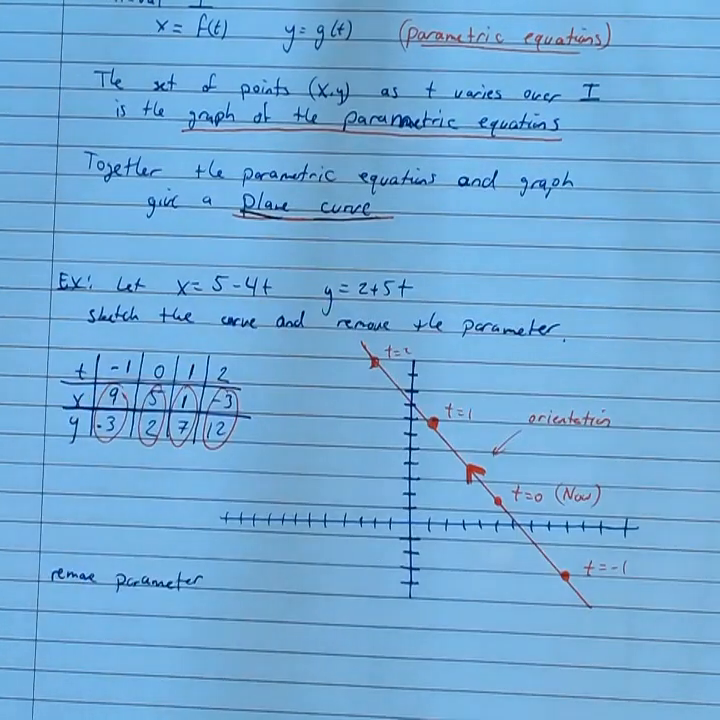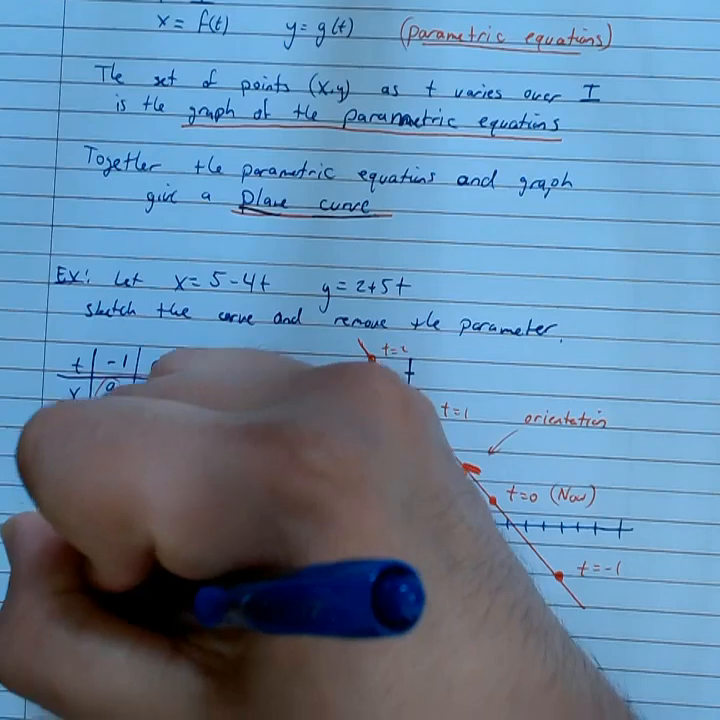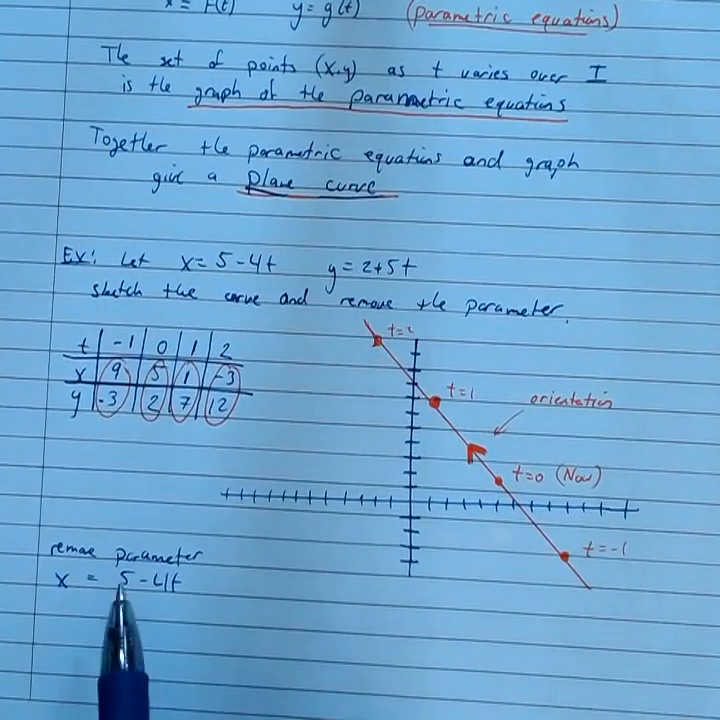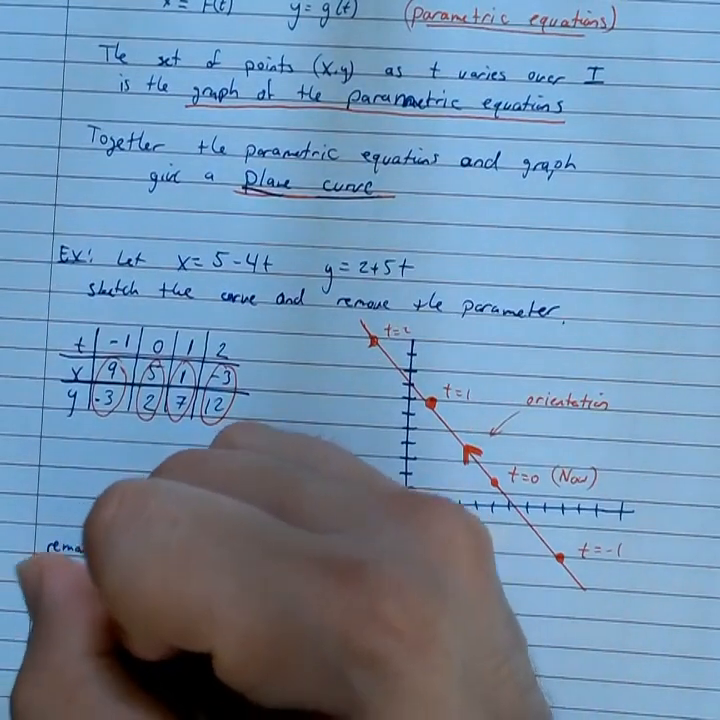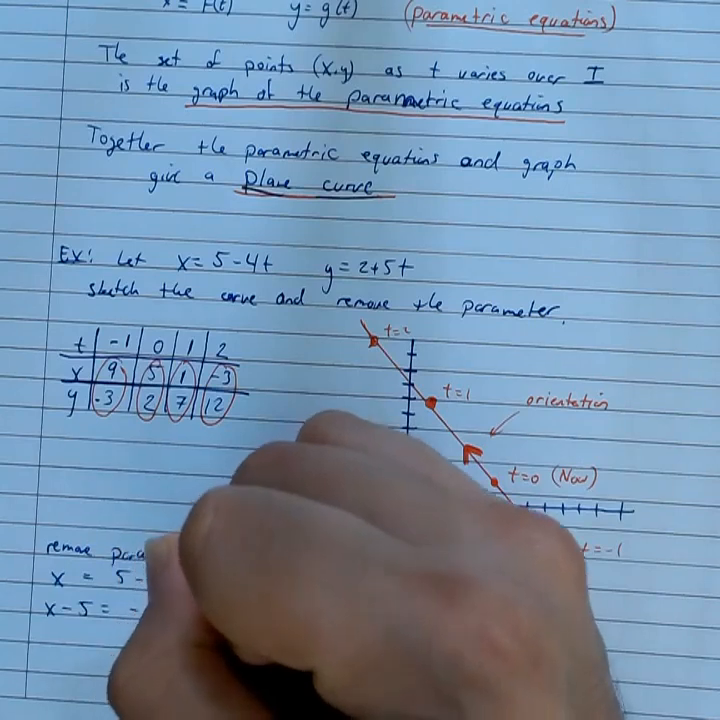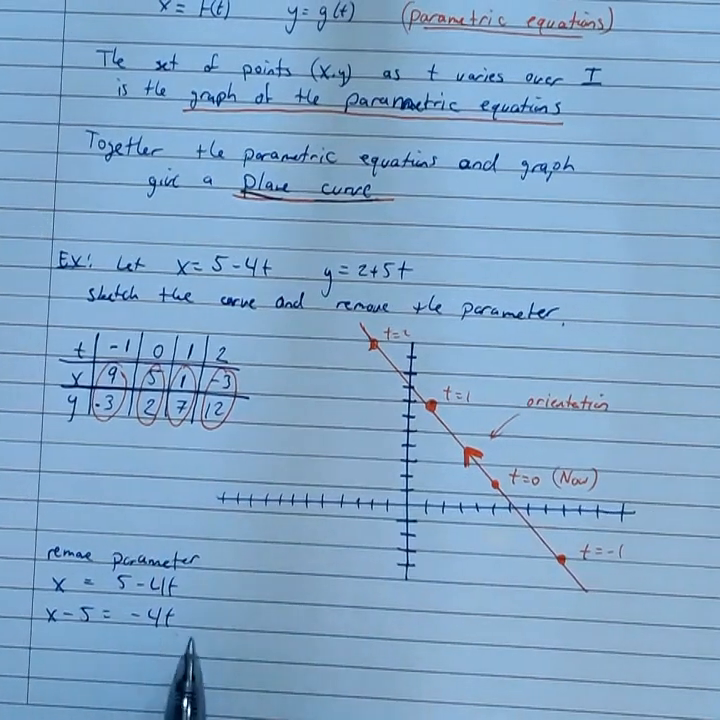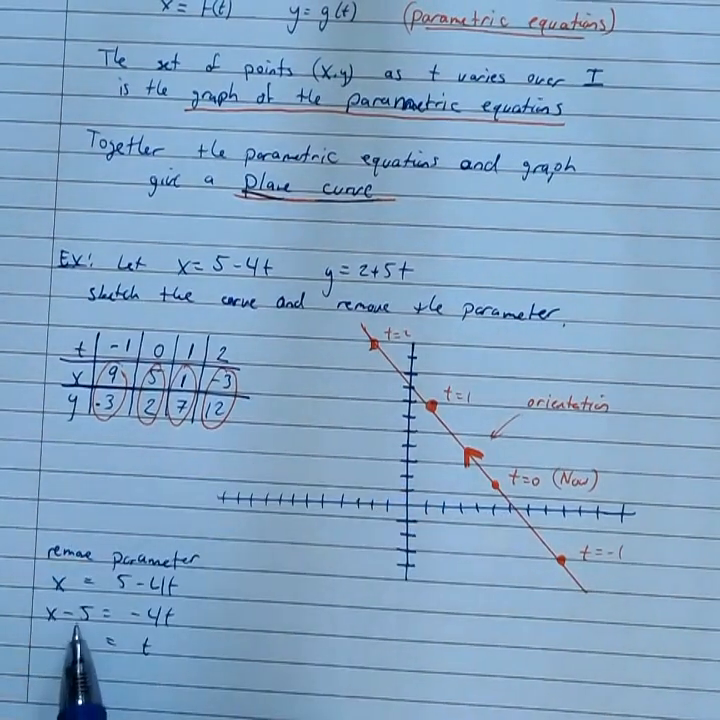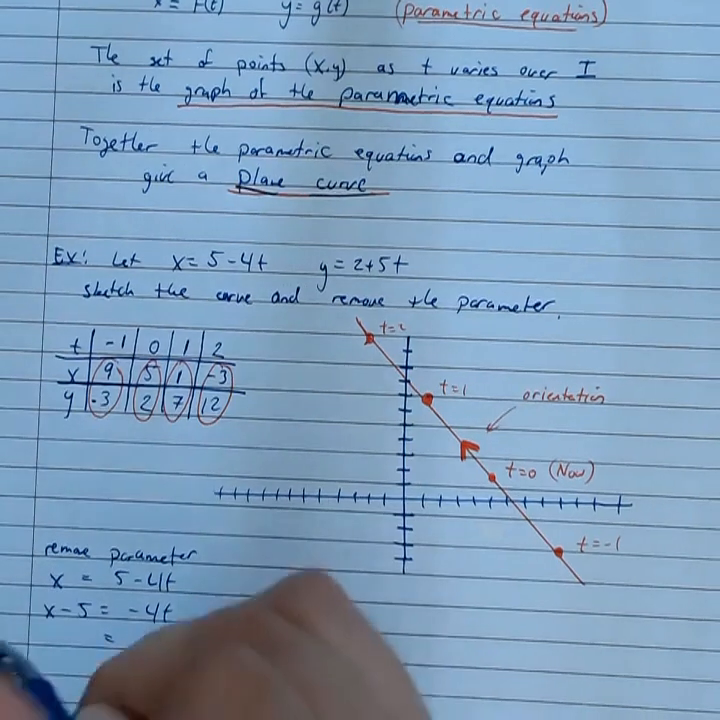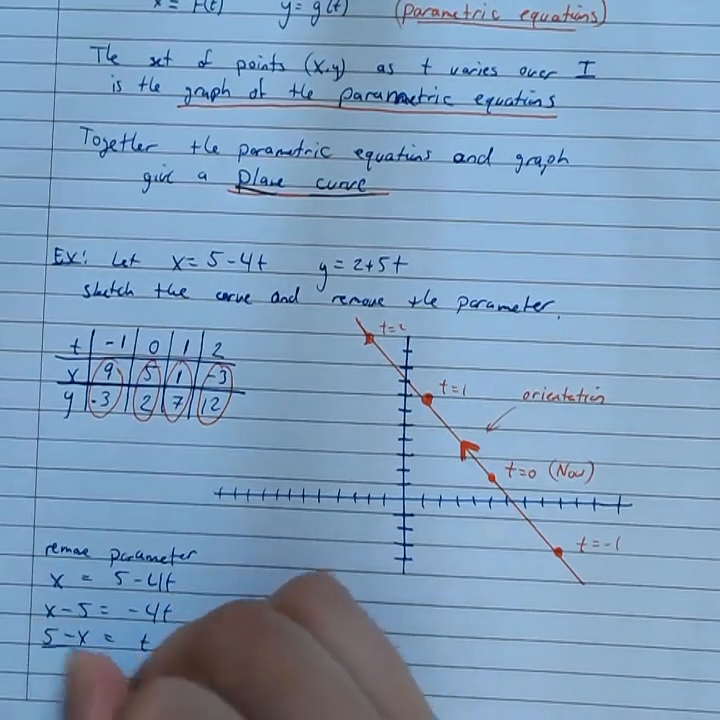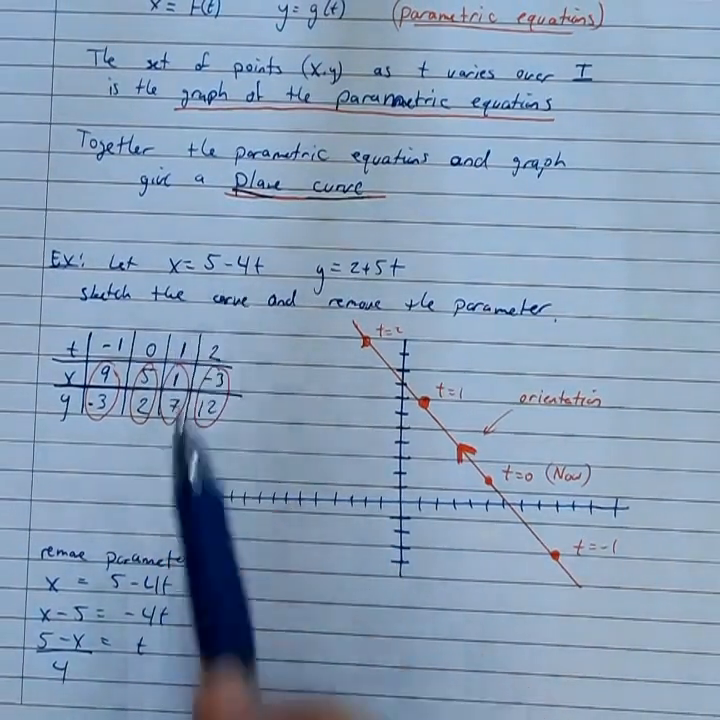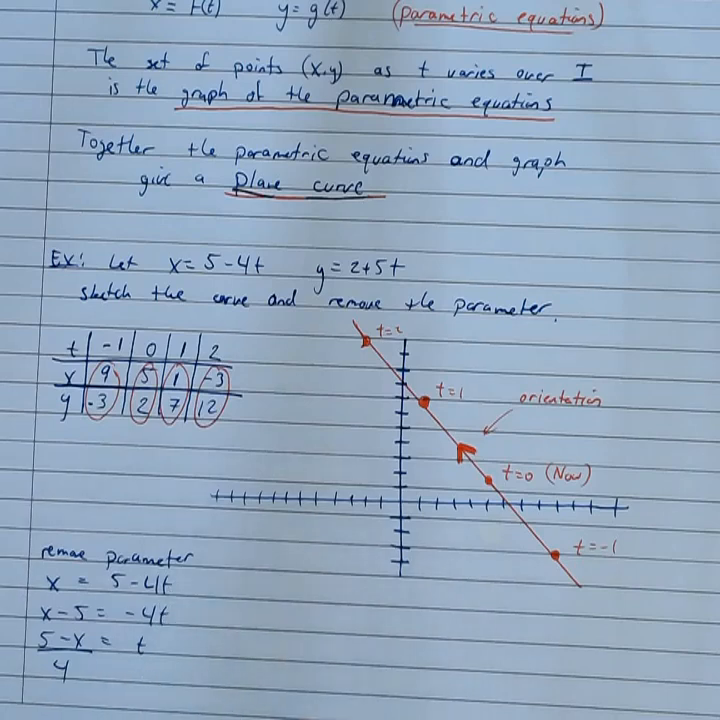Step number 1, take one of your parametric equations, doesn't matter which one, and solve for the parameter. So x equals 5 minus 4t. Let me subtract 5 over to the other side. So x minus 5 equals negative 4t. Now let me divide both sides by negative 4, and that'll give me t is equal to, well, if I'm dividing by a negative, the negative will become a positive, the positive will become a negative, so t equals 5 minus x, all over 4. Okay, so I took one of my parametric equations and solved for the parameter, solved for t.